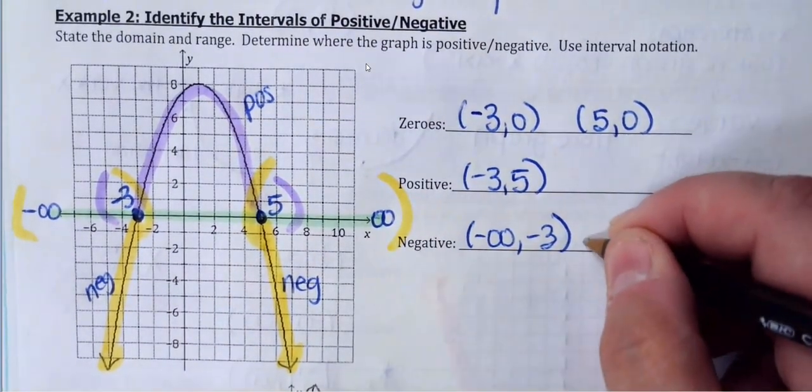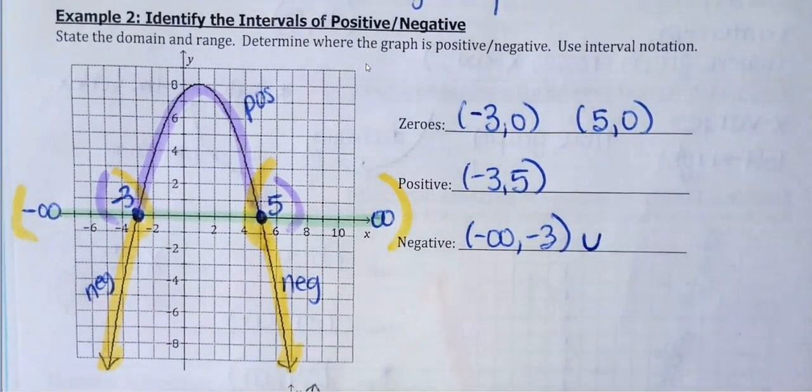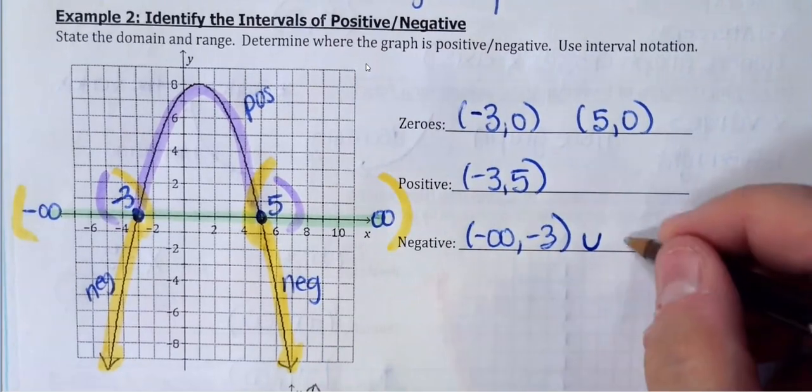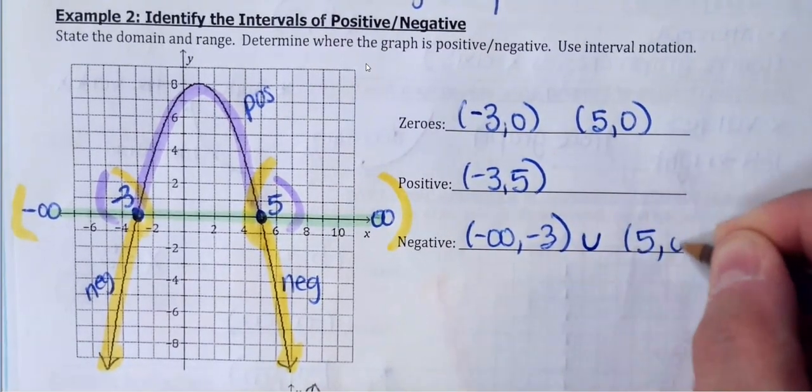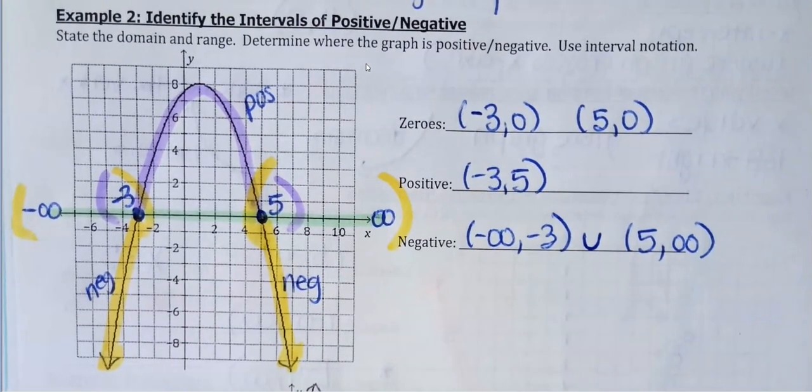So if you have two intervals, if you guys remember, you just use a little, it looks like a little U kind of, it's called a union symbol. It just means I have two different intervals where the graph is negative. Is anybody having a question?